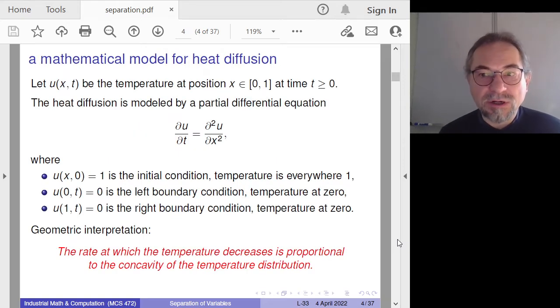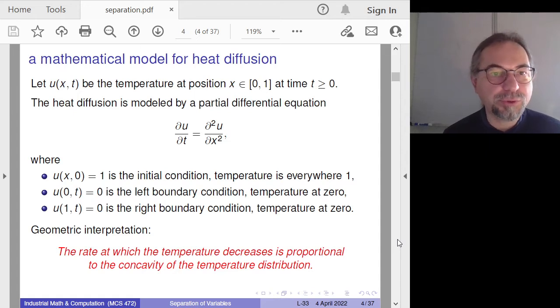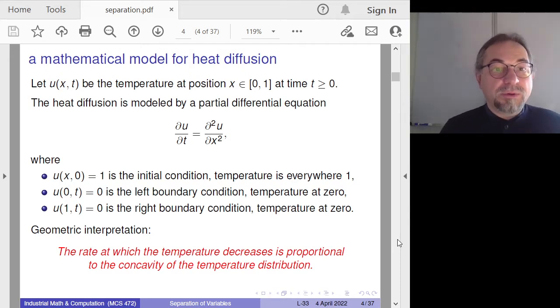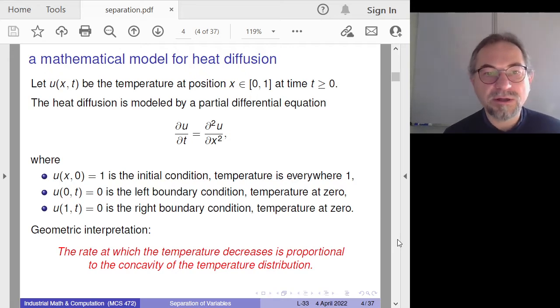Okay, so here is our mathematical model. Instead of a tube, we now have an interval from 0 to 1. Time goes on starting from 0. We have the heat diffusion equation. So how should you read this? So the change in temperature, so U, not U, but the letter U, is a function of two variables, x and t. So the change in time is proportional to the second derivative with respect to space.